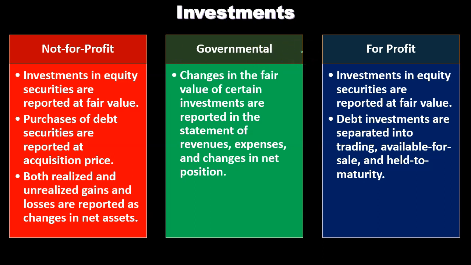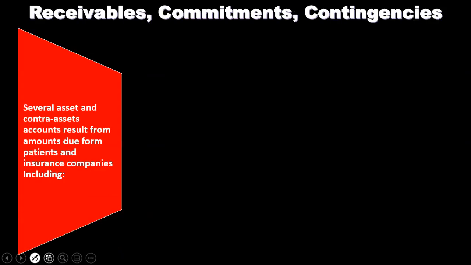How about for-profit type of organizations? Investments in equity securities are reported at fair value, and then the debt investments are separated into trading, available for sale, and held to maturity. These three categorizations are something we see in for-profit accounting, and which category an investment falls into will make the distinction as to how we're going to be reporting it. If you want more information on these categorizations, you could take a look in more depth at accounting for for-profit types of entities. We're going to be spending most of our time concentrating on the not-for-profit and the governmental.